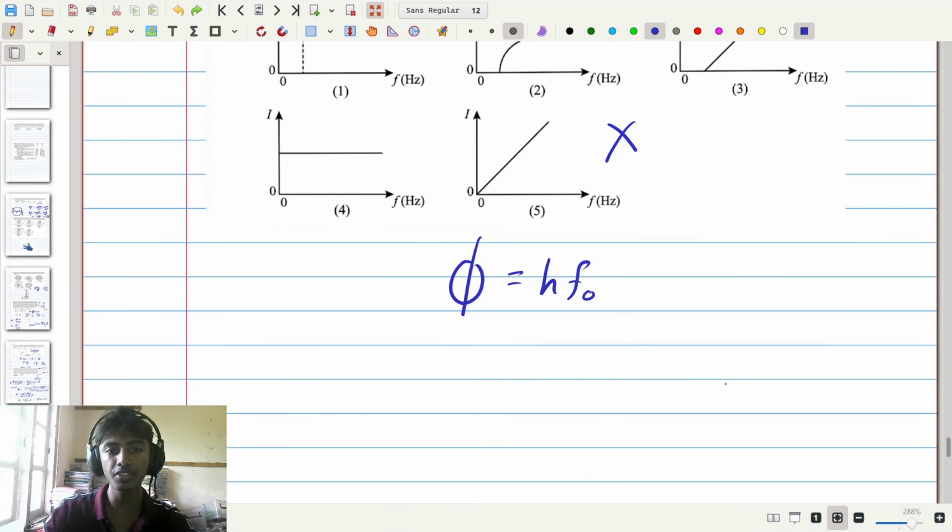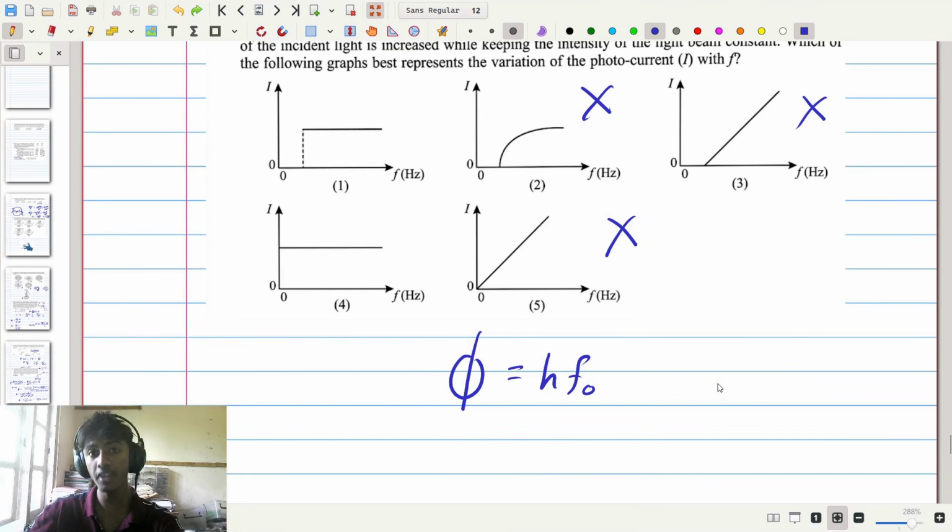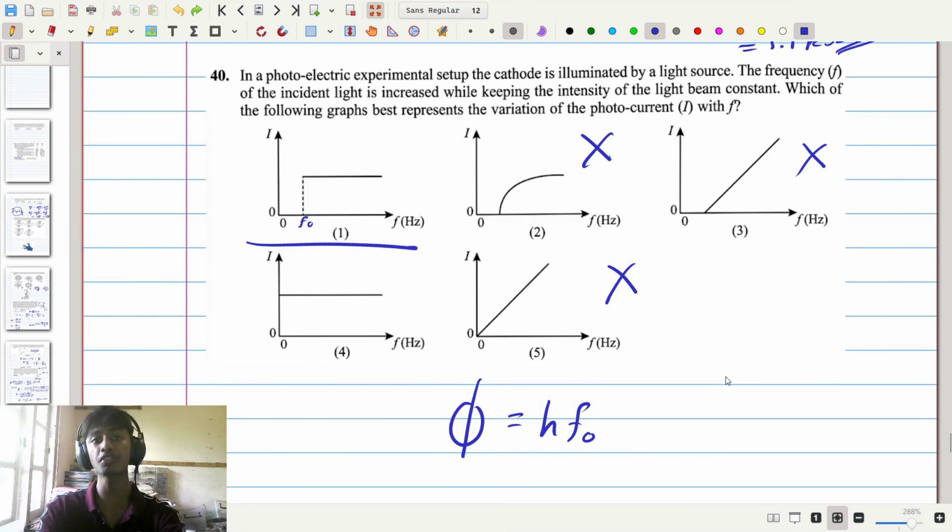Now according to that, we can see if we have any frequencies less than f0, then there will be no current in our material, and therefore answer 1 is the correct answer because in it, at frequencies below f0, there is 0 current. So answer number 4 is wrong, answer number 1 is correct, and we are done with the questions from question 31 up to question 40.